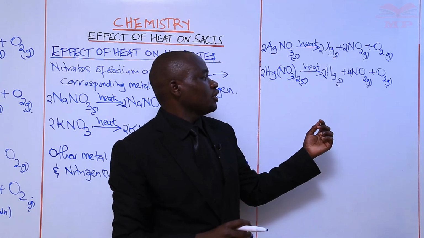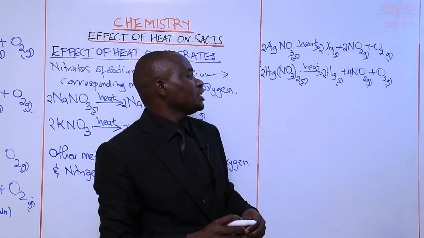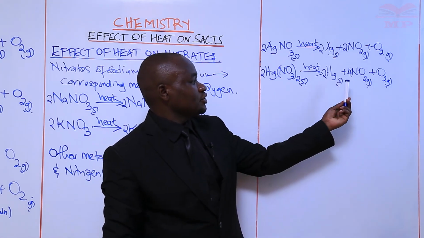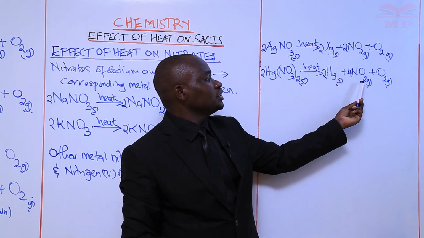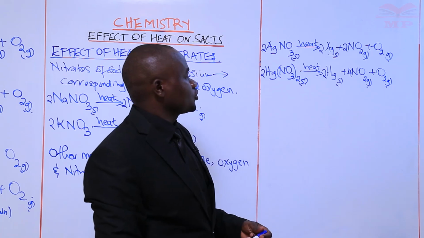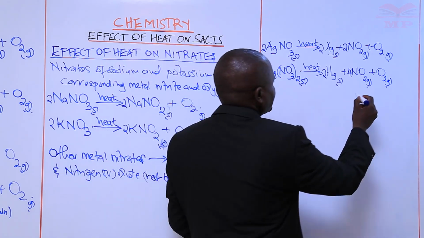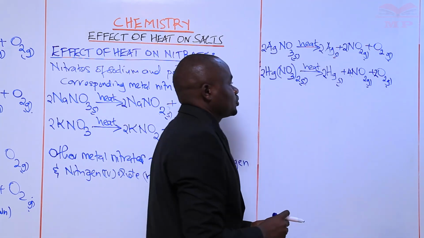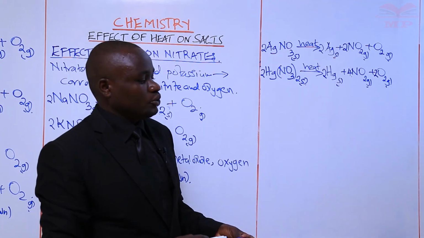Let us confirm how many oxygen atoms are there on the right hand side. This is 4 times 2. That is 8 plus 2. That is 10. They're supposed to be 12. So how do you make it 12? By putting here 2 like that. So the equation will be balanced.